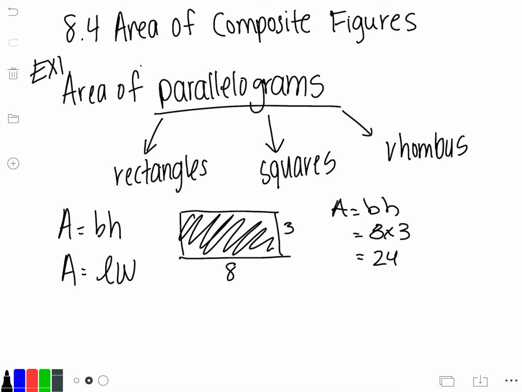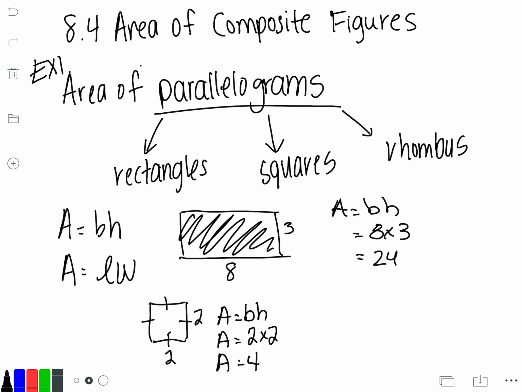If you had a square, you know that one important fact about a square is that all the side lengths are the same. So if they only give you one side length, like let's say they give you 2, then you assume that all the other side lengths are 2 because you know it's a square. So you've got area equals base times height. So you have 2 times 2. And that would be 4.